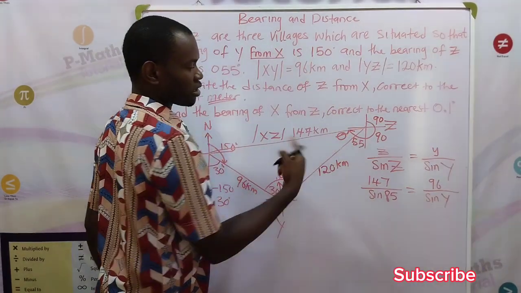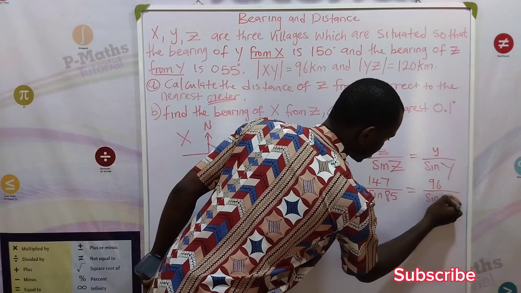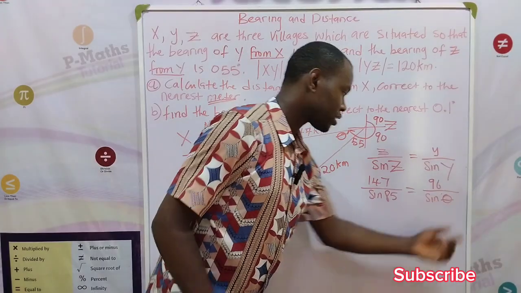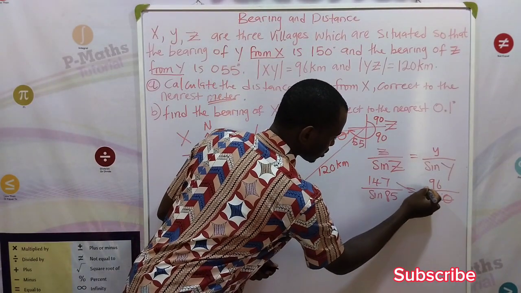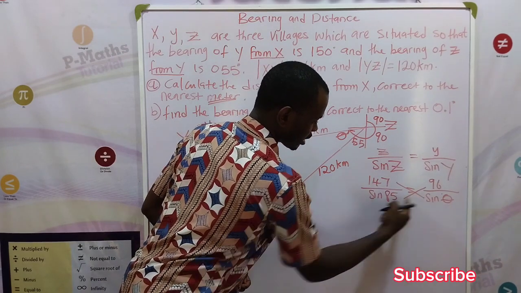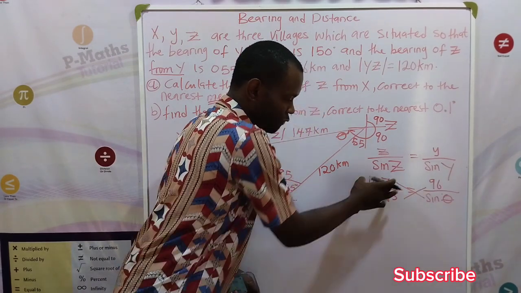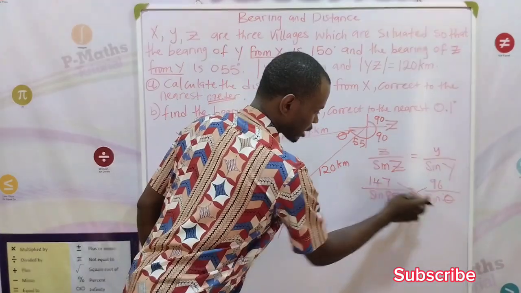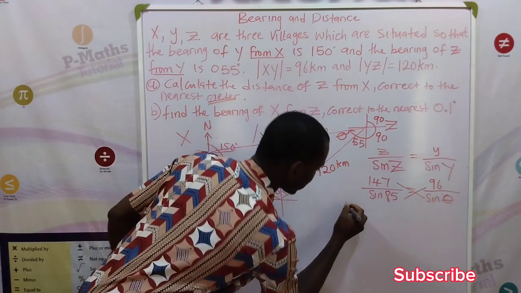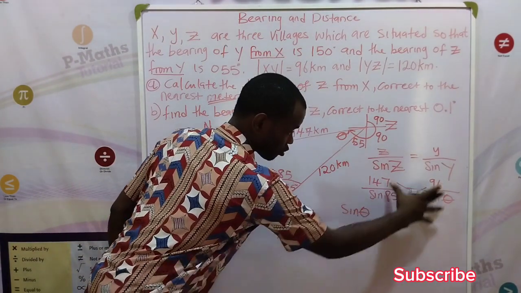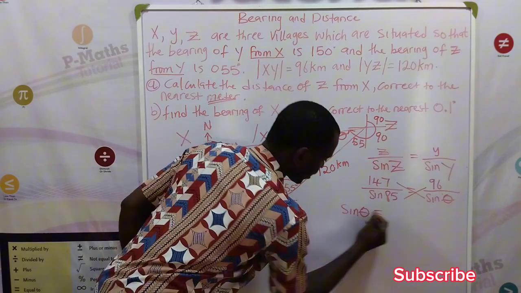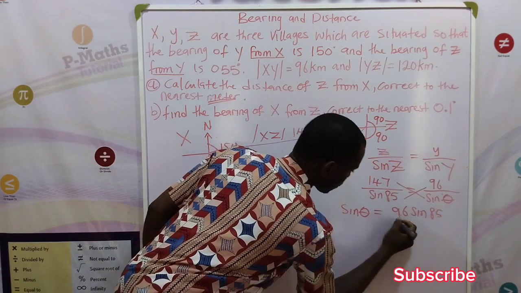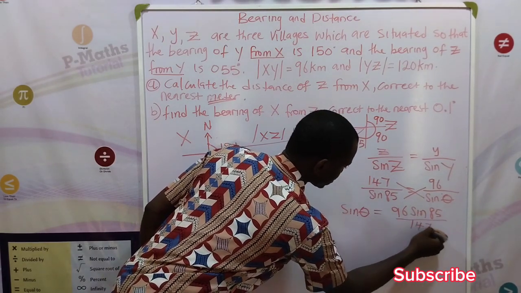We don't know the angle here, that is the angle we are looking for. So we can actually put theta. To solve further, we are going to make sine theta the subject of the formula. So cross multiplying, this multiplies this and this multiplies this. Then we also divide by 147 since it is the coefficient of sine. You know how to cross multiply, right? Perform it. So we have sine theta equals 96 sine 85 over this, 147.